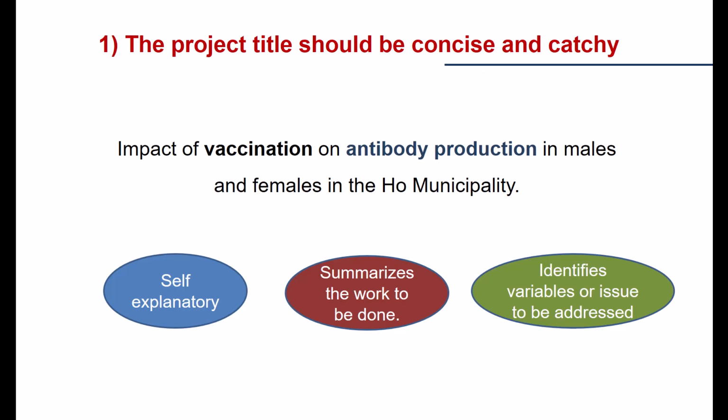The second is that it should summarize the work to be done. If somebody reads the title of your project, they immediately have a rough idea of what the study is going to be about. The title should also hint at the variables or the issues that will be addressed in the study. In this case, we want to evaluate the impact of vaccination on antibody production. The independent variable is the vaccination and the dependent variable is the antibody production. So a project title should be concise, catchy and self-explanatory.